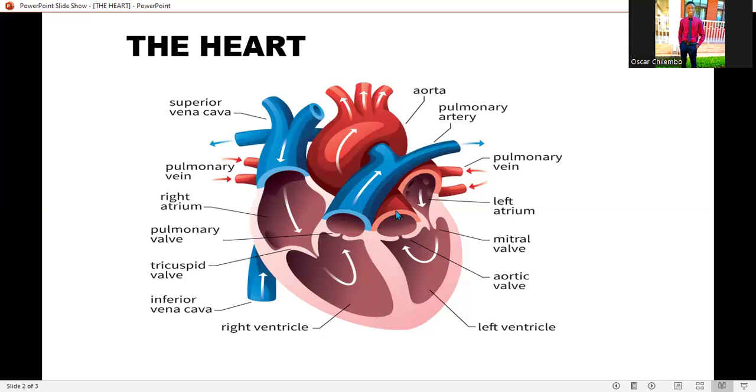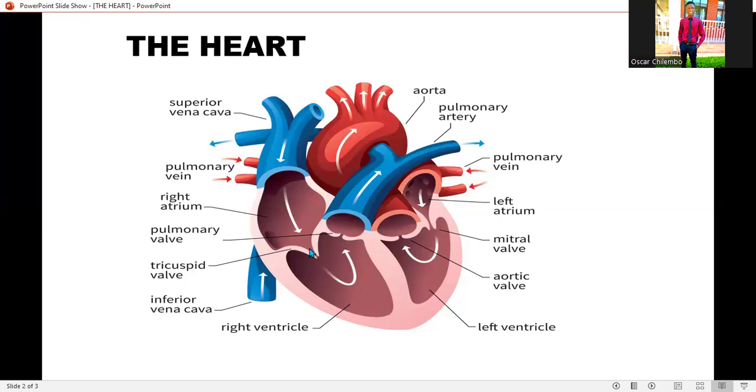This valve is similar to the valve that is found on the left, since this is the atrium and this is the atrium. So these valves, which drain blood into the ventricles, we call them atrioventricular valves. To be specific, we call this one the tricuspid valve, okay? Then we call the other one the bicuspid valve or the mitral valve. Okay. So once blood reaches the right atrium, it drains into the right ventricle.